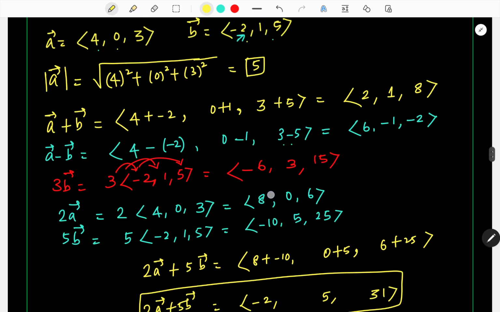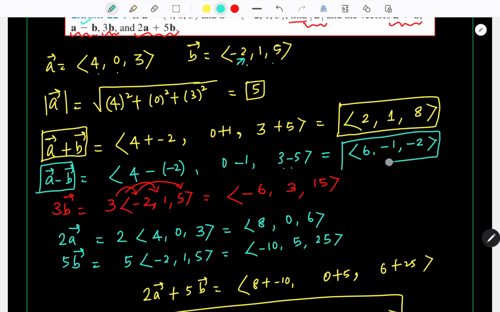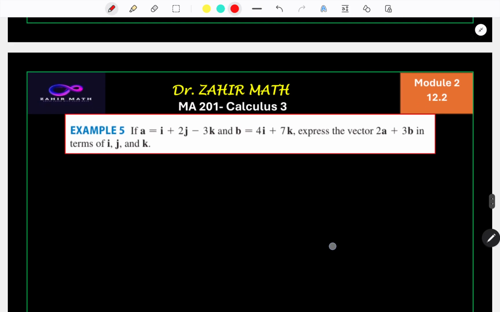So what's your a plus b? Your a plus b is equal to 2 comma 1 comma 8. And what is your a minus b? This is equal to 6 comma minus 1 comma minus 2. And what is your 3b vector? It is equal to minus 6, 3 comma 15. And what is your 2a plus 5b? This is your answer. Clear? It's very simple.